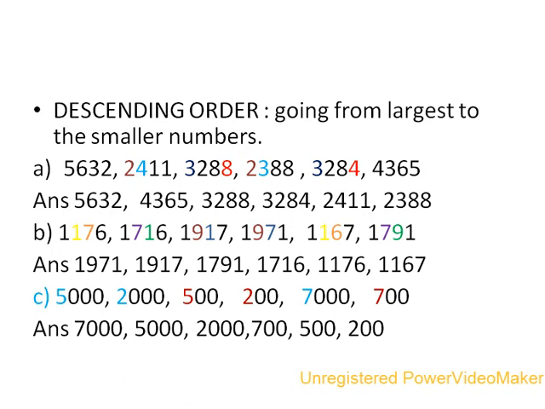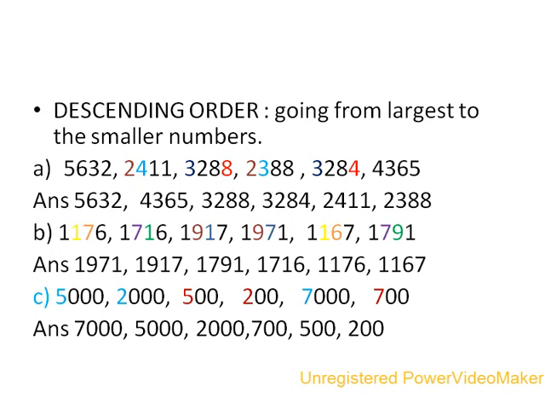Then again there are two numbers, 2411 and 2388. Both have 2 at their thousands place. So we will compare their hundreds place. Because 4 is larger than 3, 2411 will come first, and then at last will be 2388, which is the smallest one. See the other example.